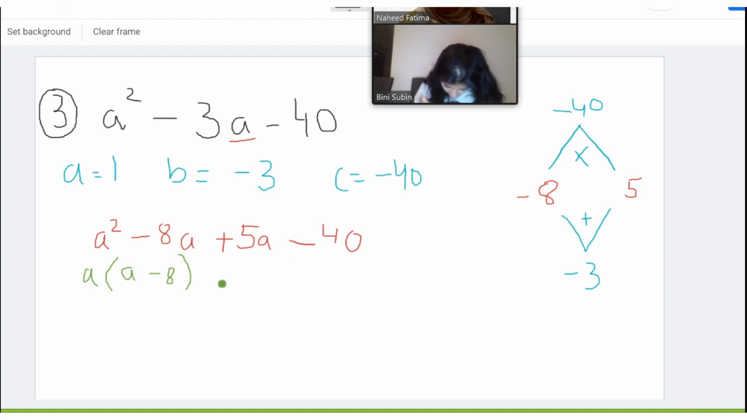Then in this other part, what will you take common? You can take 5 common, right? Because 40 is divisible by 5. So you can take plus 5 common. So what will be left inside? A, and just divide 40 by 5 because you took it out in multiplication, right? So just divide it. Minus 8? Yeah, minus 8. So you need to get these two brackets exactly the same. If this is a minus 8, this has to be a minus 8. If you are not getting that, then recheck. Go back and see what you have done wrong.